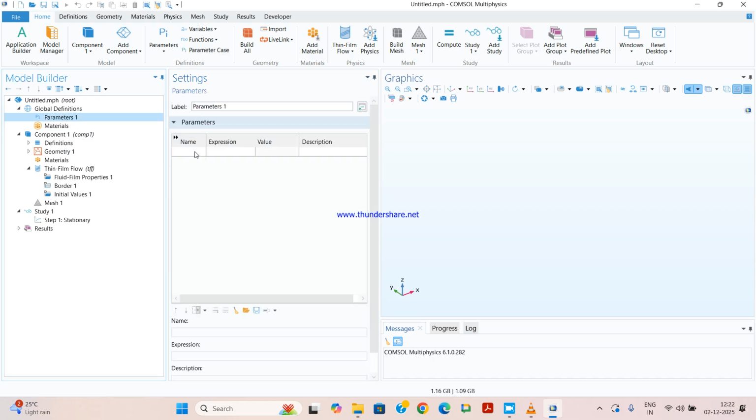So I'll define some parameters. Let us take the radius of the journal as 200 mm. Then let us define the height of the journal, meaning the width of the journal. Say it is 400 mm.